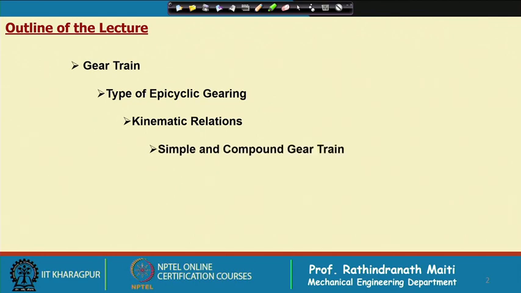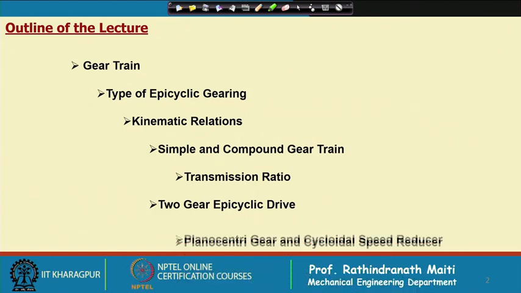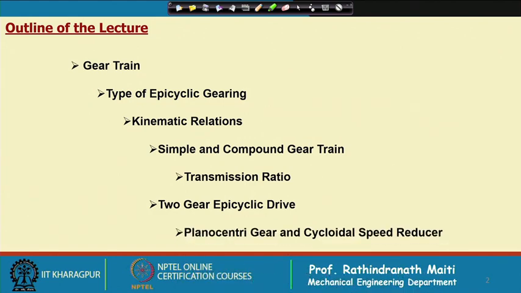In this lecture, first of all I shall give you a brief idea what is gear train, type of epicyclic gearing, next kinematic relations, simple and compound gear train, transmission ratio, 2 gear epicyclic drive. Lastly, I will show you a practical example of 2 gear epicyclic drive, which is planocentric gear and also cycloid speed reducer.